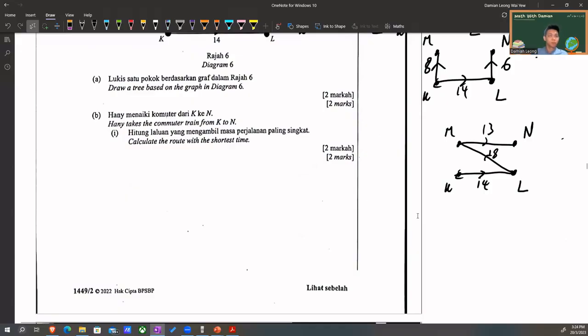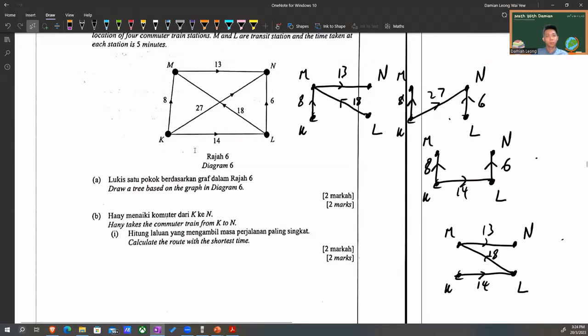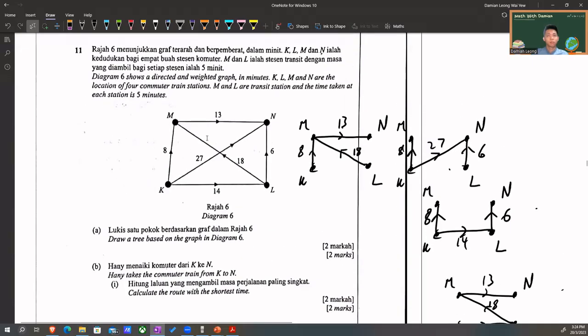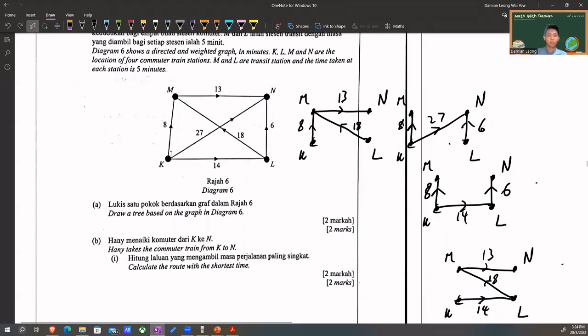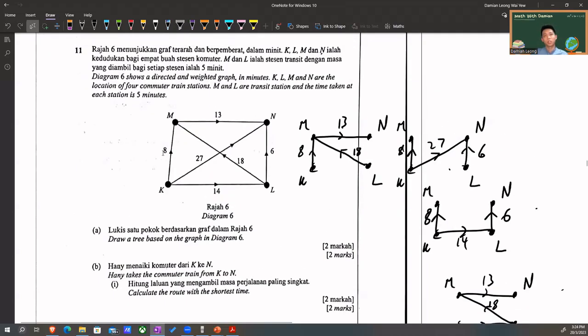Part B. Honey takes the commuter from train K to train N. Calculate the route with the shortest time. Shortest time. Weightage is the time. Yeah, time in minutes. And also each station you pass through, there's an extra 5 minutes.